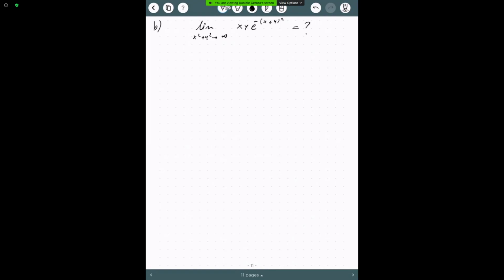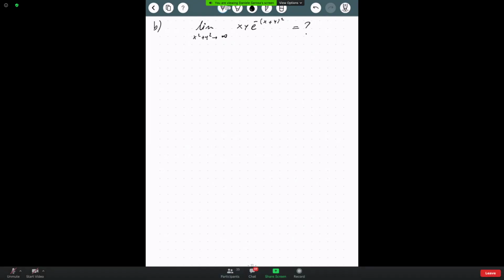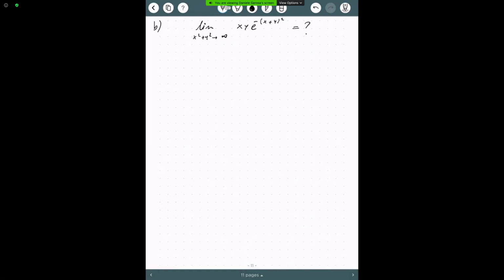This is slightly more tricky. Yes, that is correct. We have different limits. Actually, I didn't pick those straight lines here, but that's correct. So this limit does not exist.